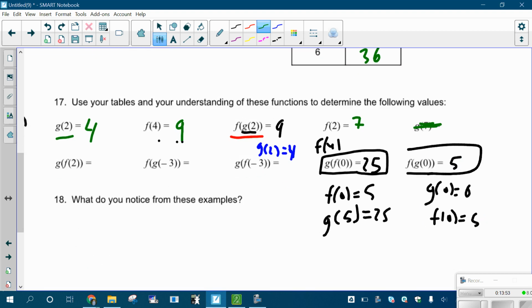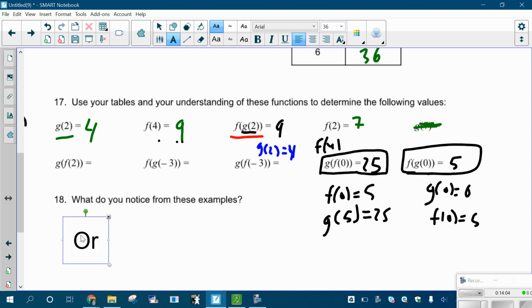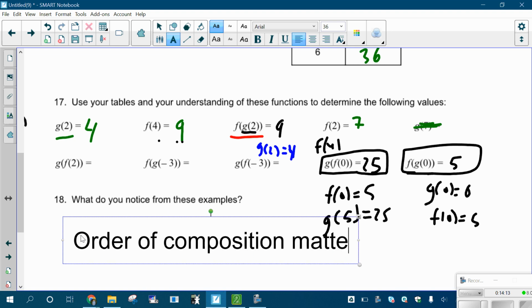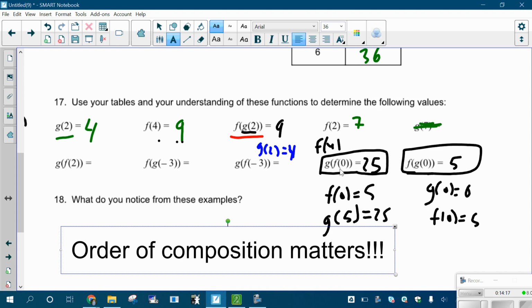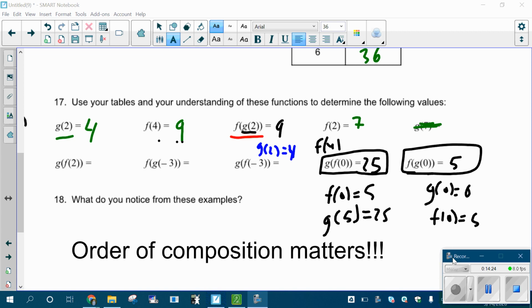I just want to emphasize again that the order that you do composition in matters. F of g of 0 is not the same as g of f of 0. So a big idea that you need to know, especially for maybe a learning check or something like that, would be that the order of composition matters. In other words, if you see f of g of 0 and g of f of 0, they're usually not going to be the same thing. It's possible they could be, but 99% of the time they're going to be different.